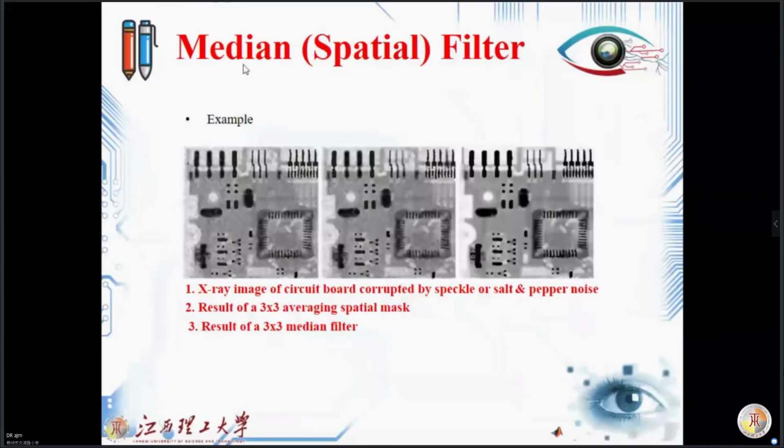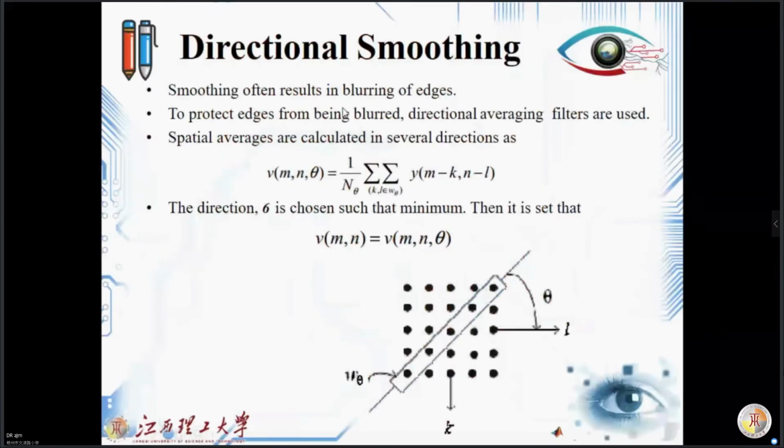Then, let us review one concept, and then we'll continue with the spatial mode.